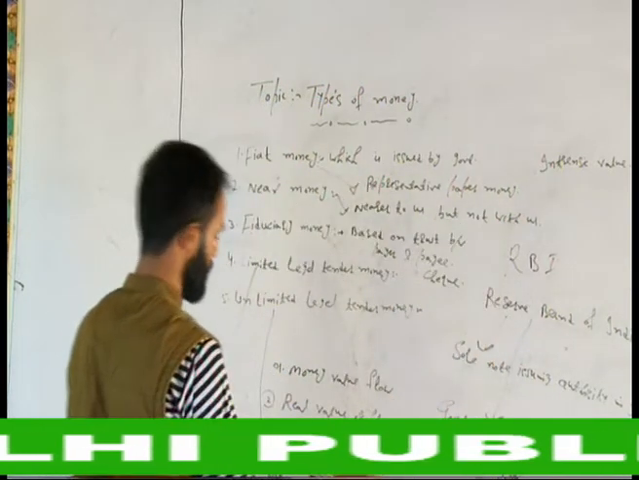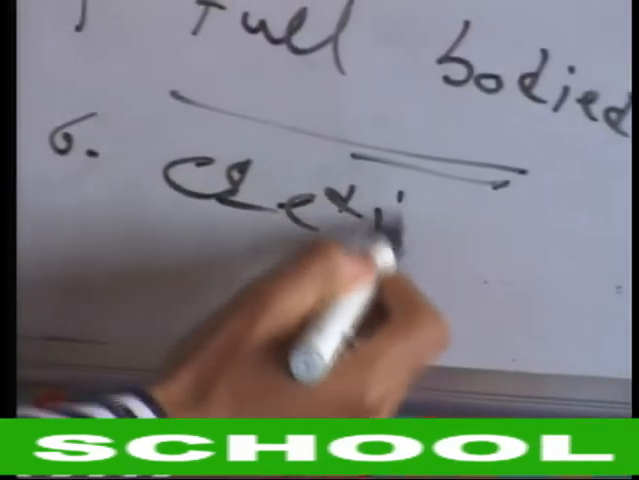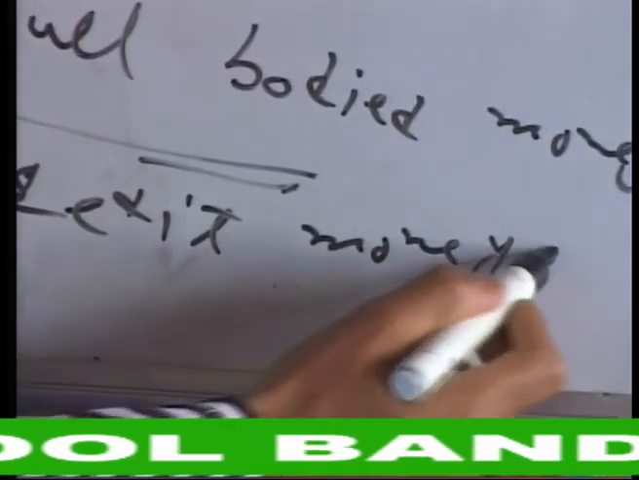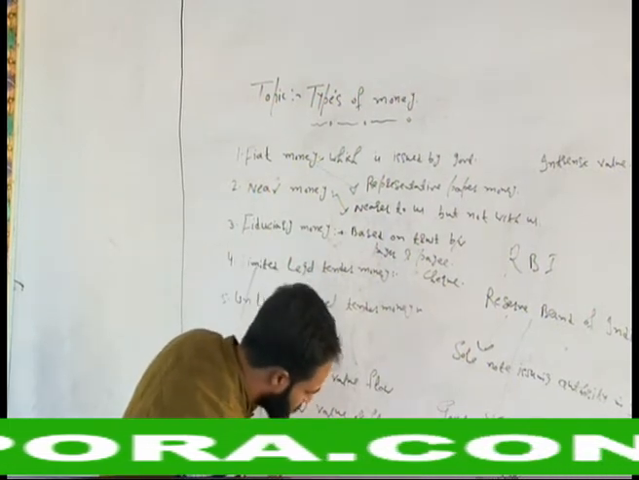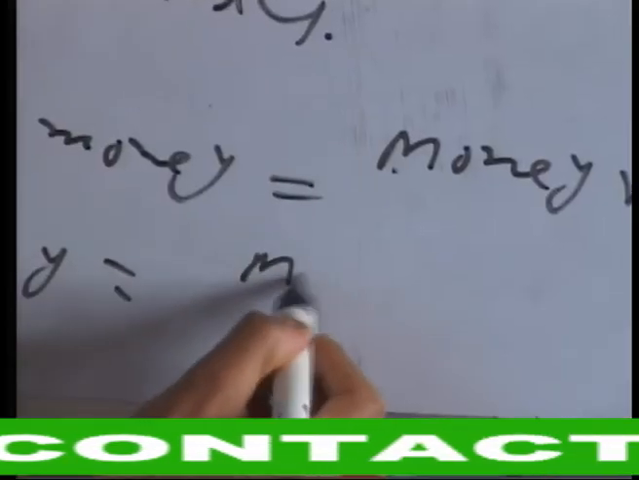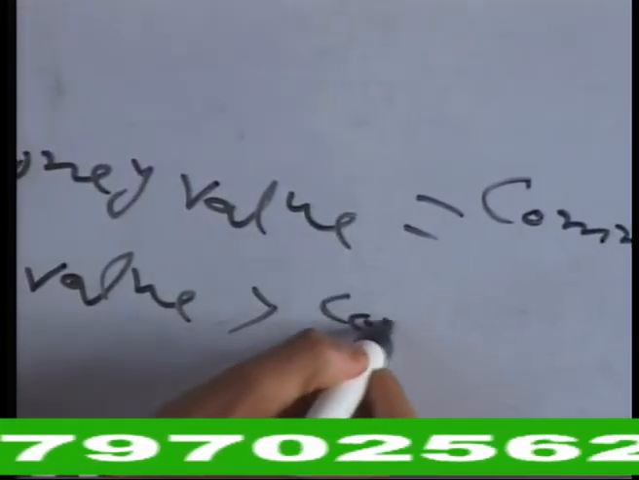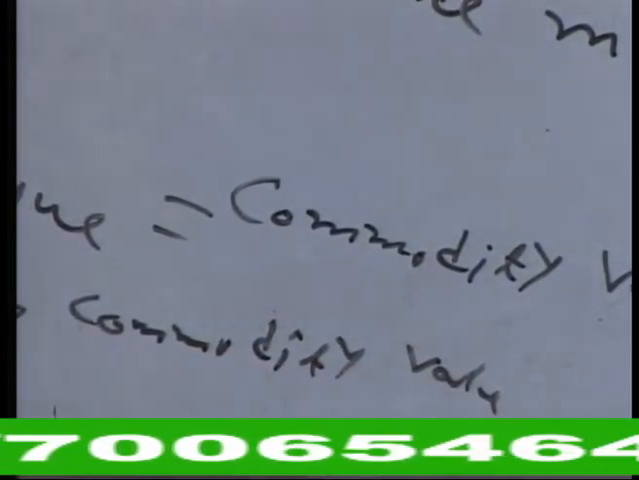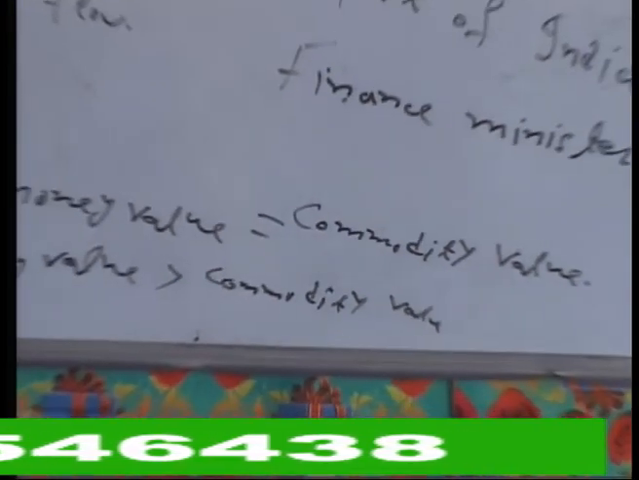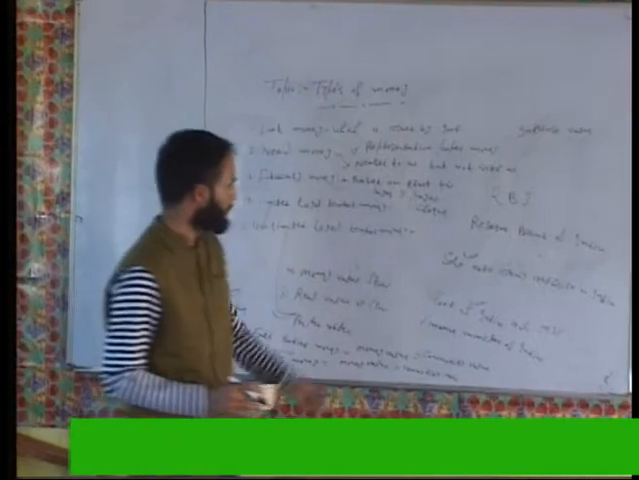Third one is credit money. Fourth one, that is fifth one, sixth one is credit money. Credit money is basically the opposite of this full bodied money, in which money value, face value, is greater than commodity value. This is basically the credit money. Its money value is greater. It has 200 rupees as its money value, but its commodity value is only 5 rupees. It is credit money. So remember these types of money.